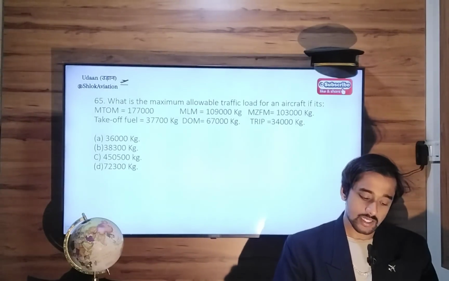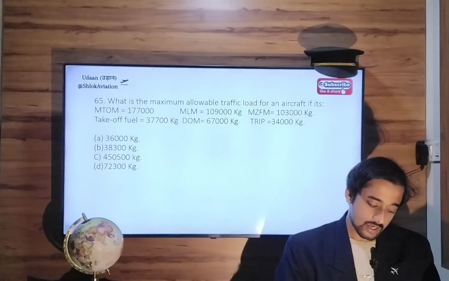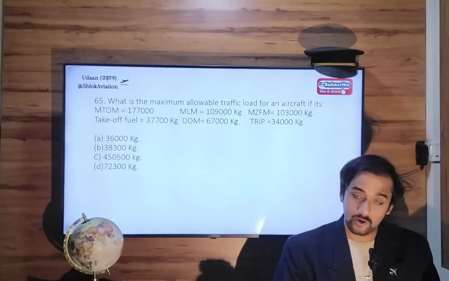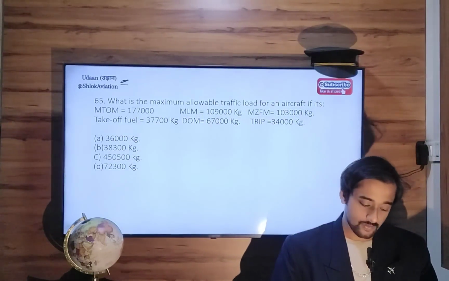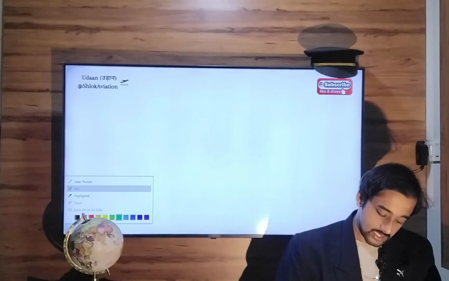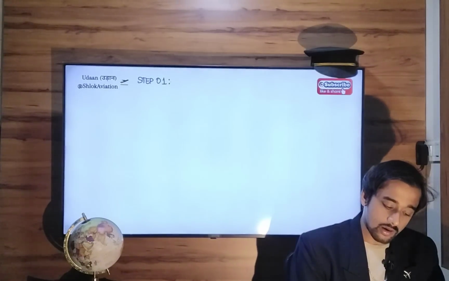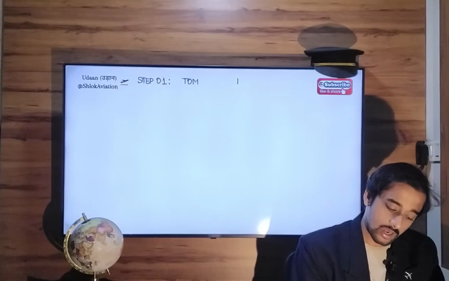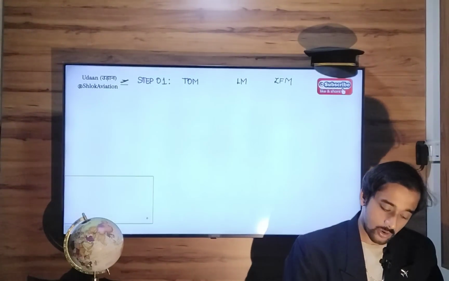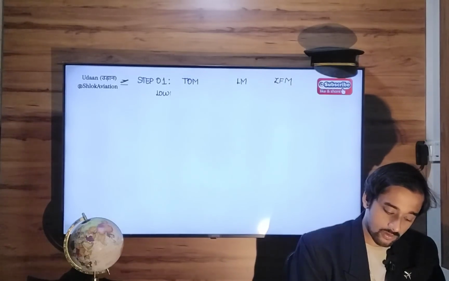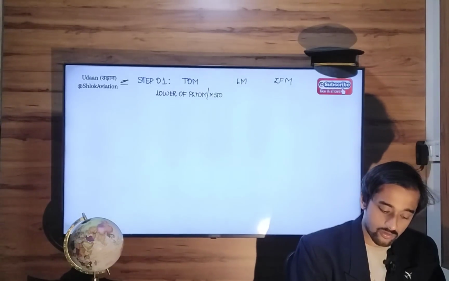64. What is the maximum traffic load for aircraft? Its takeoff mass, landing mass, zero fuel masses are given, DOM given, trip fuel given, takeoff fuel is also given. So direct question. Step 1, draw 3 columns, one for takeoff mass, the second one for landing mass, the third one for zero fuel mass. In the takeoff mass column, you are going to write the value which is the lower of performance limited takeoff mass and maximum structural takeoff mass.